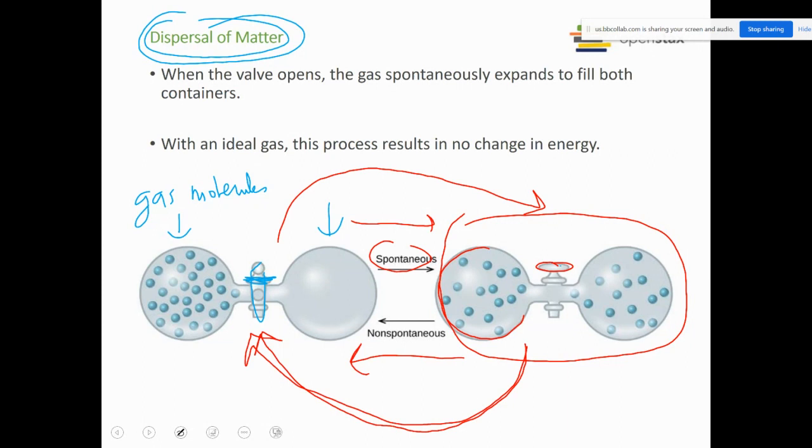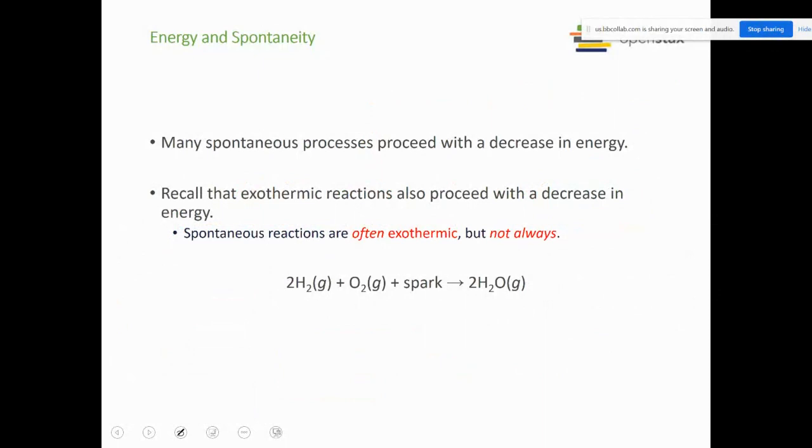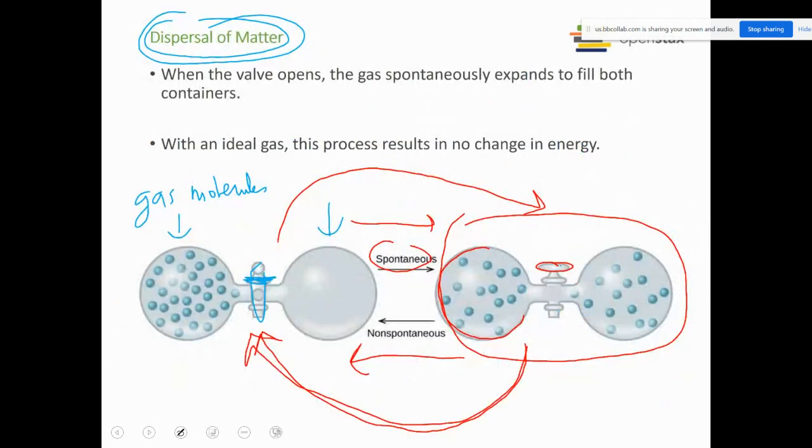All right, and then something to keep in mind. In my other examples that I've talked about, I talked about how there was a decrease in energy. This is the important part. That is how I said the spontaneous process proceeds, with a decrease in energy. But here, remember, there was no change in energy. Even though the process was spontaneous, where the gas spontaneously filled both the containers, there is no total change in energy. So this is one more example of dispersal of matter, right?